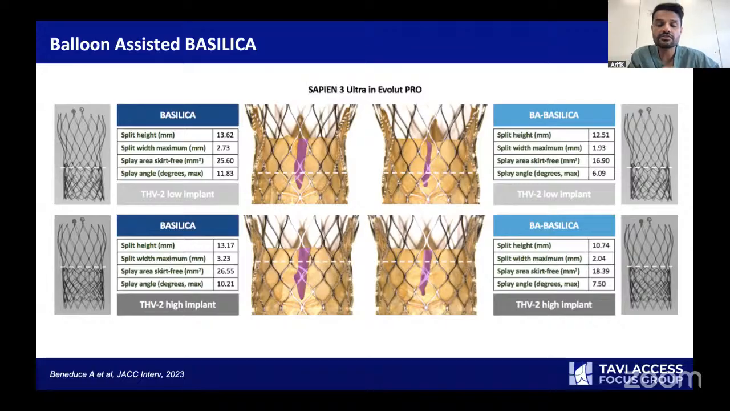And you can see, because essentially when you cut the leaflets and you create the splay of the first valve, which in this case was the Evolut, you then take your Sapien, and particularly if you're going with a high Sapien, you're just jailing those leaflets back against the frame, the cage of the Evolut. So we found that there wasn't that much to gain, let's say, from balloon-assisted BASILICA in this bench setting. Fully acknowledge that in real life, leaflets, calcium, it might behave differently, but we didn't see that much of a gain, let's say, from doing a balloon-assisted BASILICA.